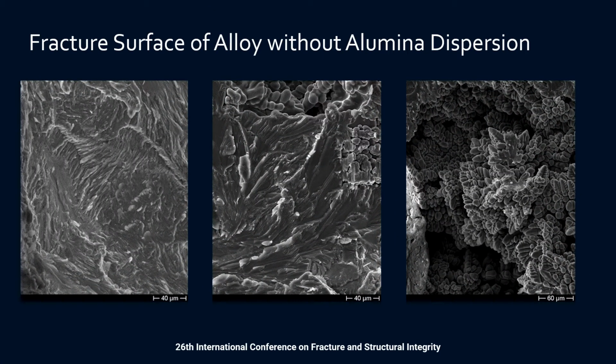Coming to the fracture surface of the alloy without alumina dispersion, we can see that the fracture surface is brittle in nature, that is, it is translamellar and transgranular, which shows a typical cleavage fracture. Also, as you can see from the picture on the right, there are secondary cracks and shrinkage cavities that affect the mechanical properties of this alloy.